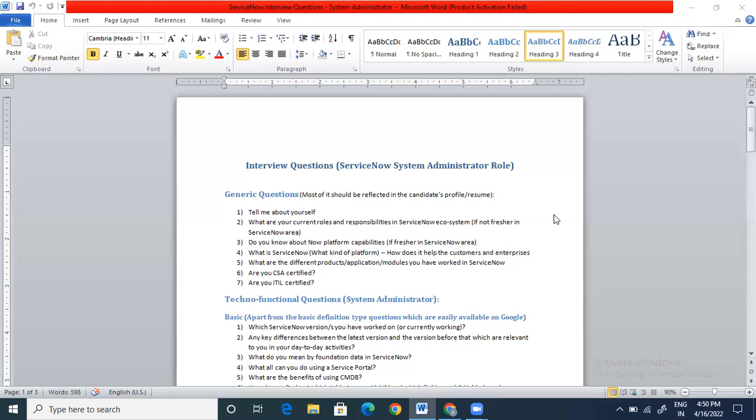Now, this is a scoped exercise in terms of the system administrator role. So people will expect you to tell something about what you do in your day-to-day life for the ServiceNow system administrator role. And we just talked about the kind of activities you can do in that role. Now, the next question which comes here is: do you know about Now platform capabilities? For example, if you're a fresher in that area and you've not had any experience in real time. If you're not a fresher, then of course you've experienced those things, you've done it, so you can definitely talk about it. But if you're applying as a fresher, then people will ask you, do you know any capabilities at Now platform level which can be used across multiple products?